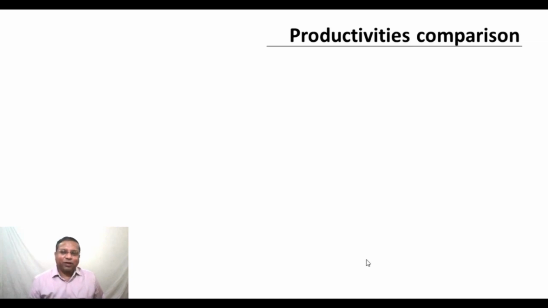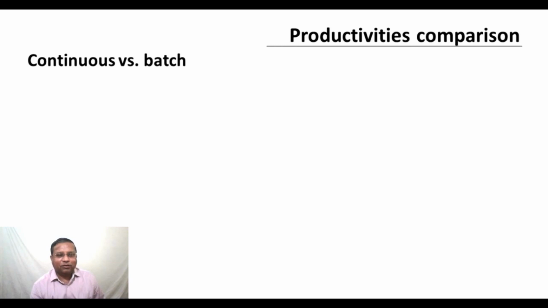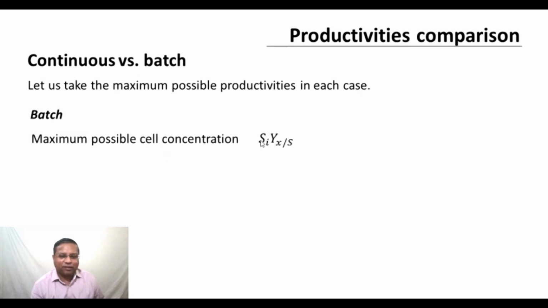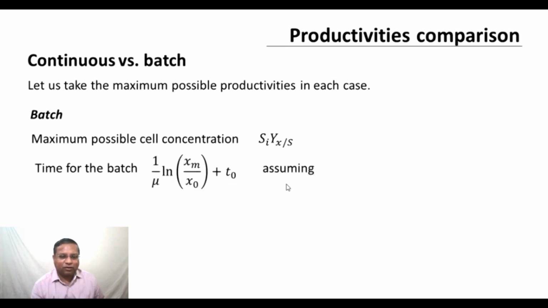Now let us compare productivities. Continuous versus batch. Let us take the maximum possible productivity in each case and let us see what the ratio is turning out to be. For the batch, we know the maximum possible cell concentration is SI times Y_xs. Time for the batch is 1 by mu ln of xm by x naught plus t naught.